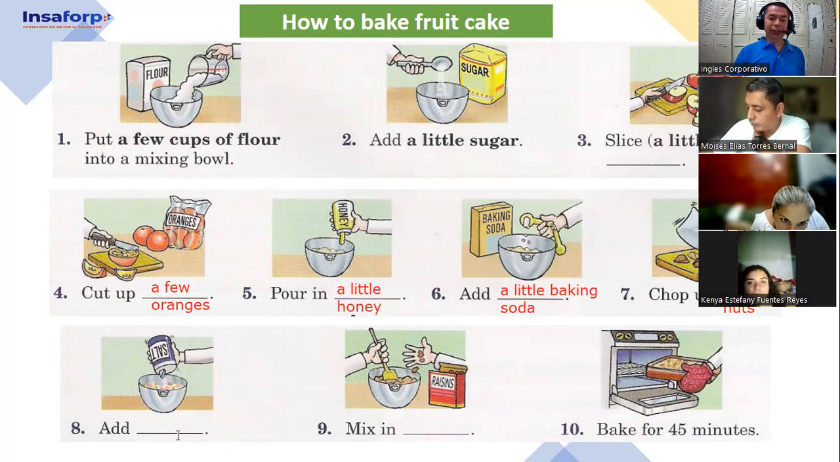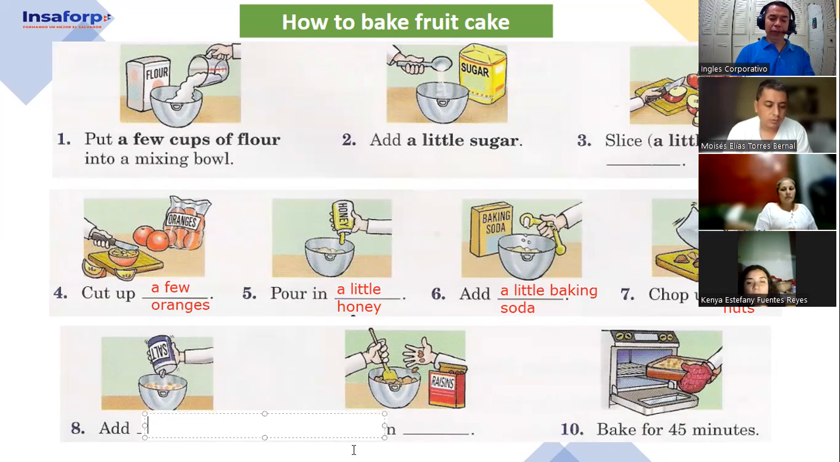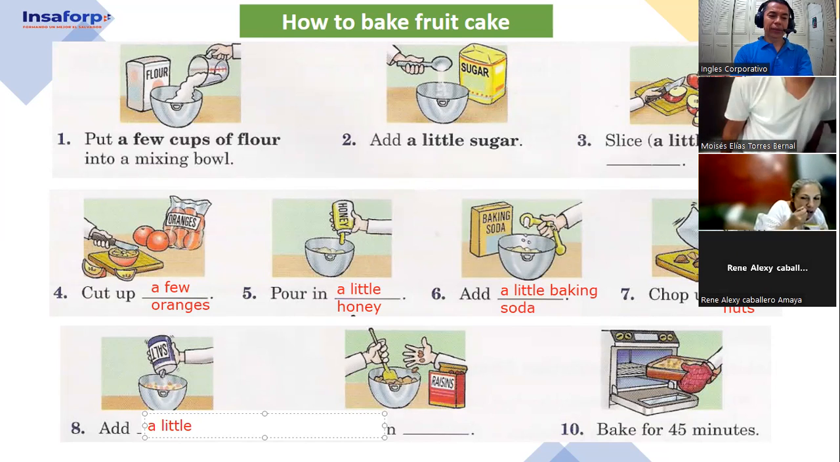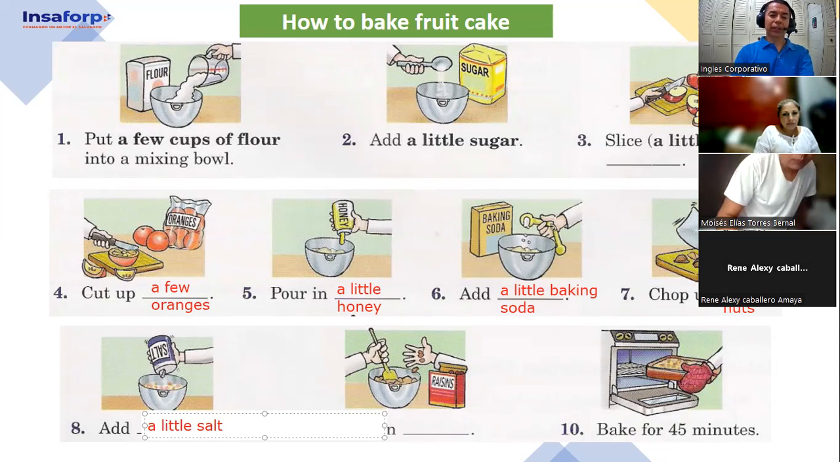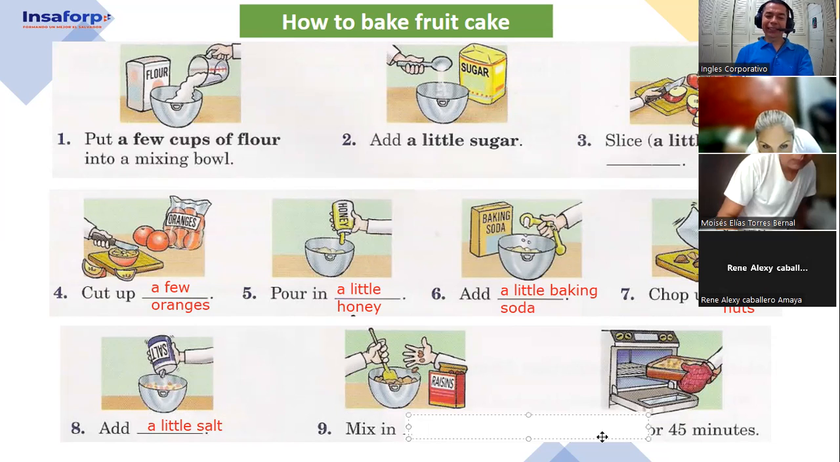Alexi, please, number eight. A little or a few, Alexi? A little, right? Salt. A little salt. Cloruro de sodio, me dijeron por ahí. Good. Mixing.